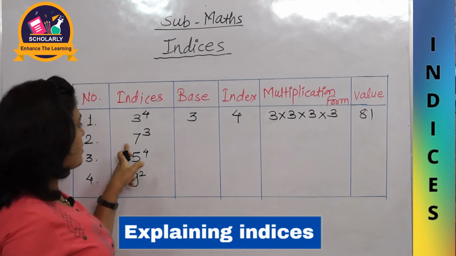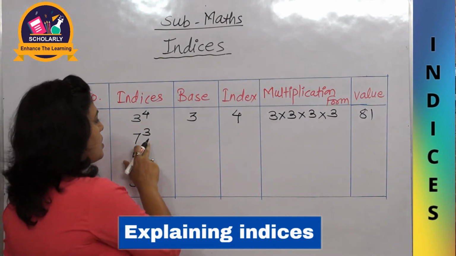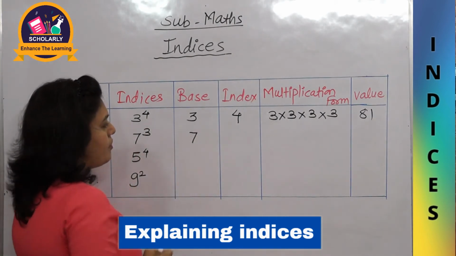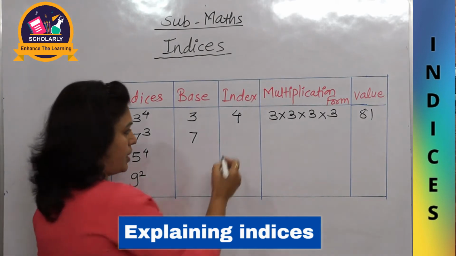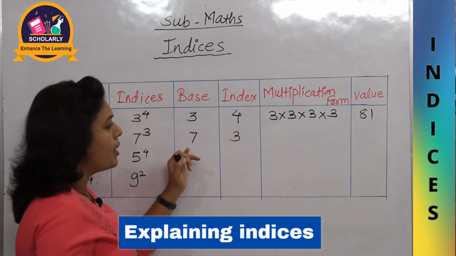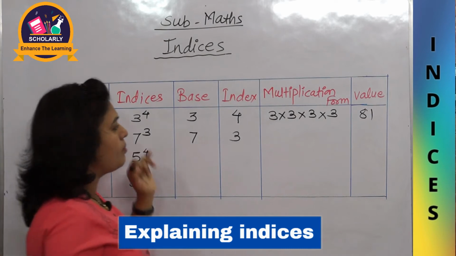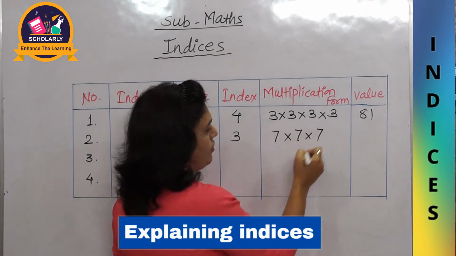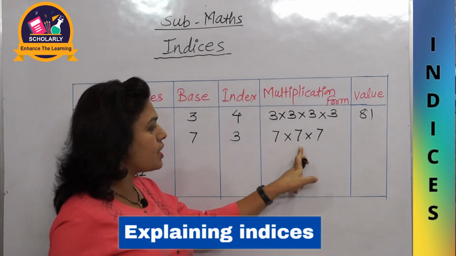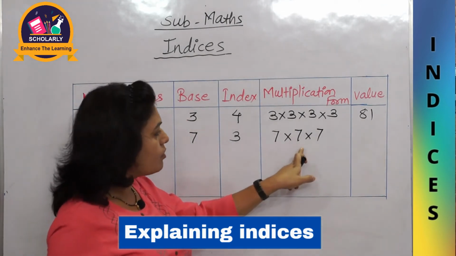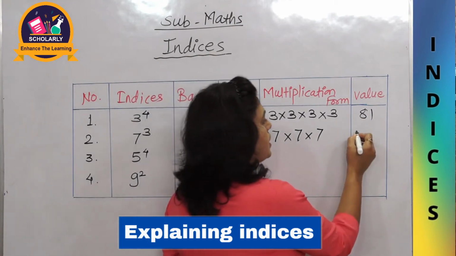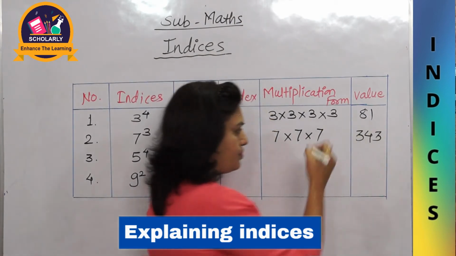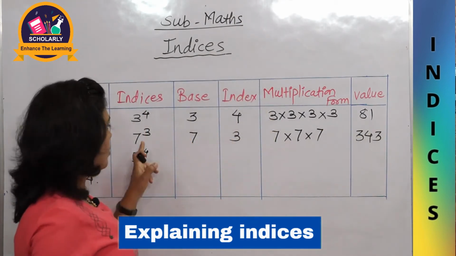Next example is 7 raised to 3. In this number the base is of course 7, the index is 3. The multiplication form of this number is 7 into 7 into 7. 7 7s are 49 and 49 7s are 343. 343 is the value of this number.